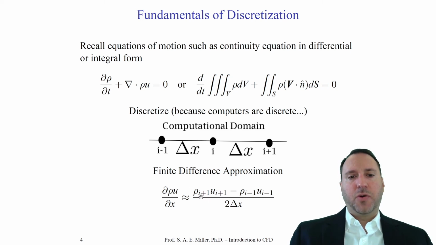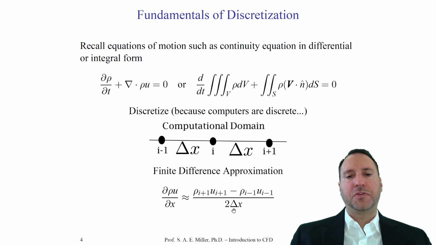So we would write rho of I plus 1 times u of I plus 1 minus rho of I minus 1 times u of I minus 1, over 2 delta x. There's actually an infinite number of choices of these discretizations, and they depend on the neighboring nodes I plus 1 and I minus 1, or even I plus 2, I plus 3, or I minus 2, I minus 3, etc. This particular finite difference approximation approximates the first order partial derivative of rho u located at I.